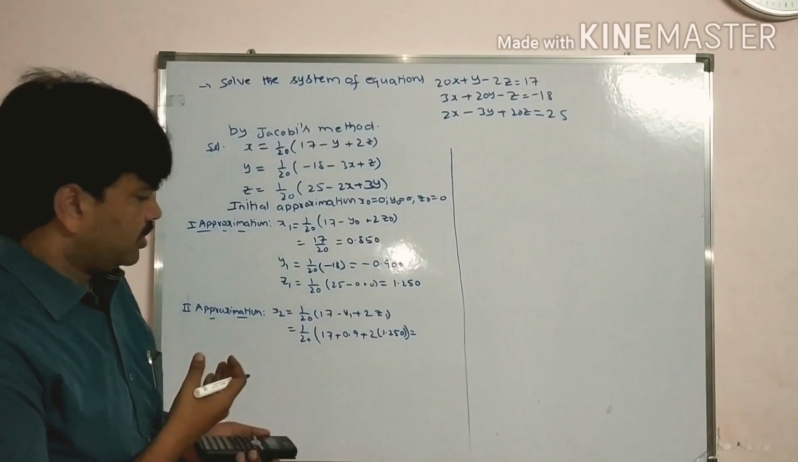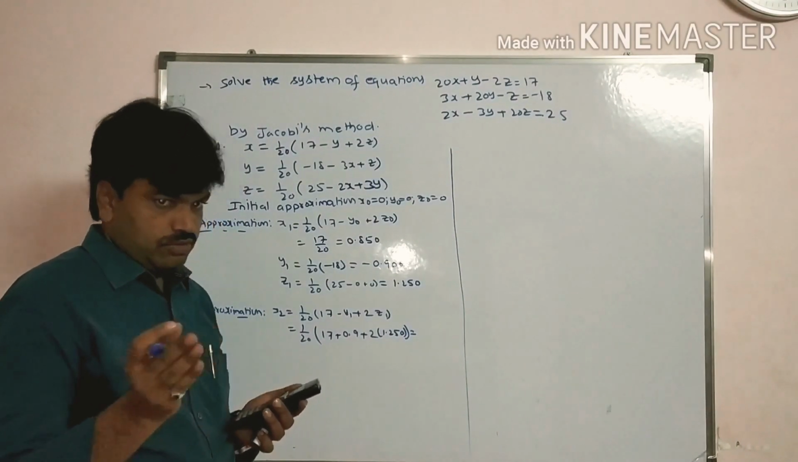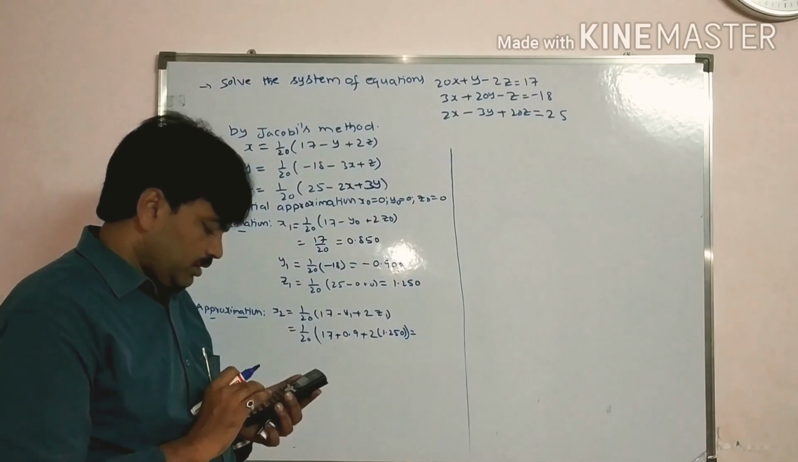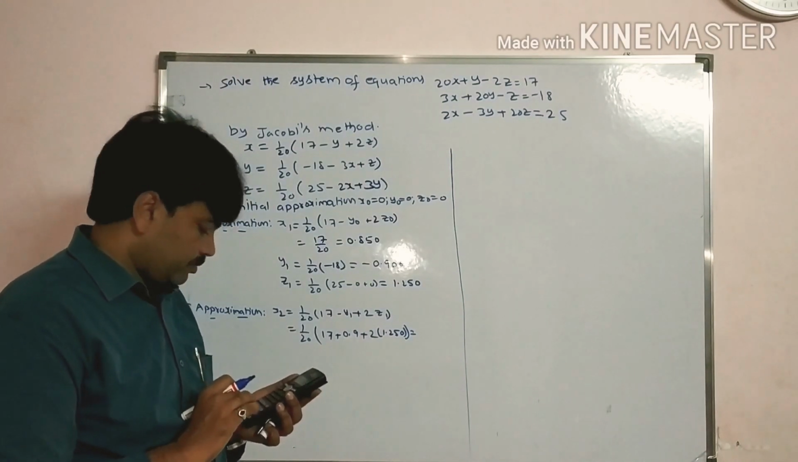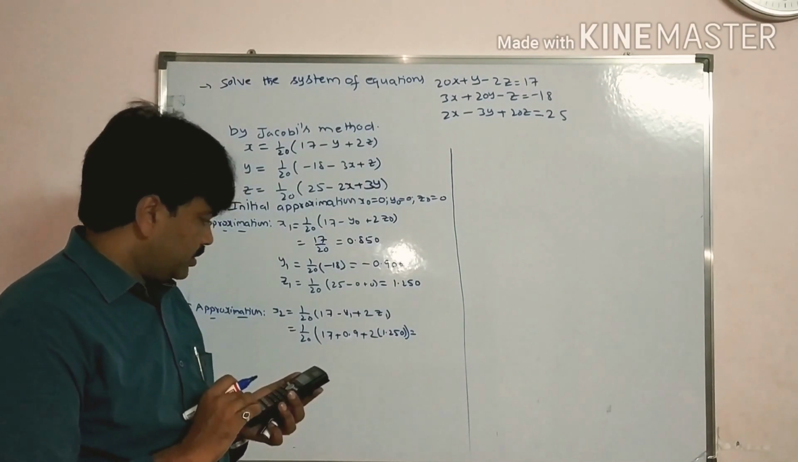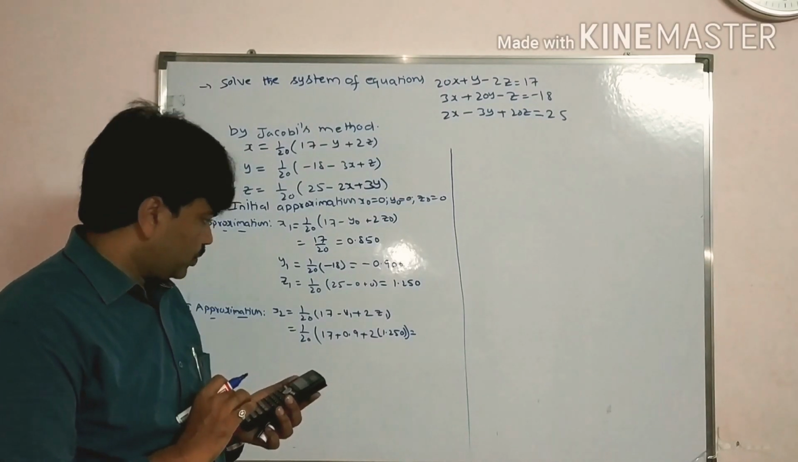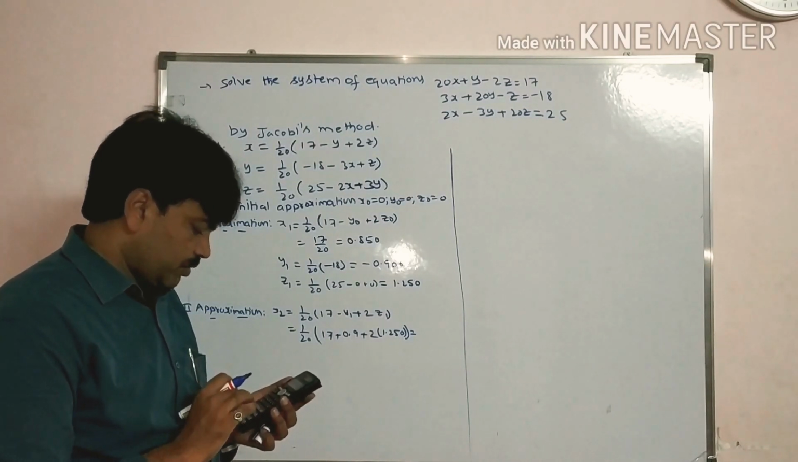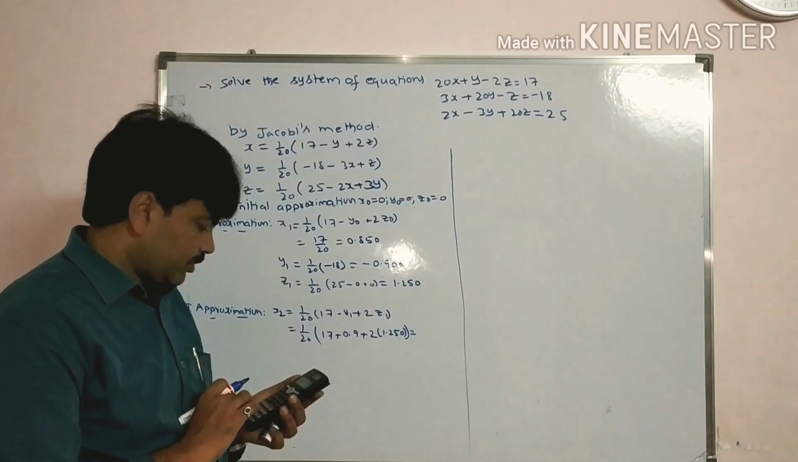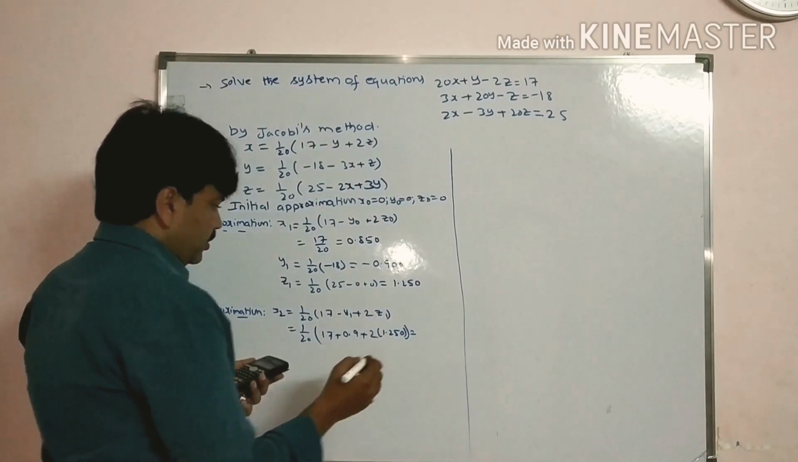So students, everybody can do. Please do it. Bracket 17 plus 0.9 plus 2 into 1.250, bracket close, divided by 20. That is equal to 1.020.